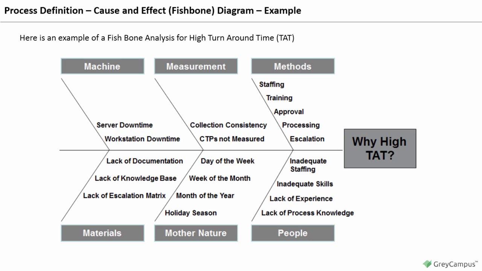The categorization of measurement includes collection consistency and CTQs not measured. The categorization under Mother Nature includes day of the week, month of the year, and holiday season. The categorization under materials includes lack of documentation, lack of knowledge base, and lack of escalation matrix. And the categorization under machine includes server downtime and workstation downtime.